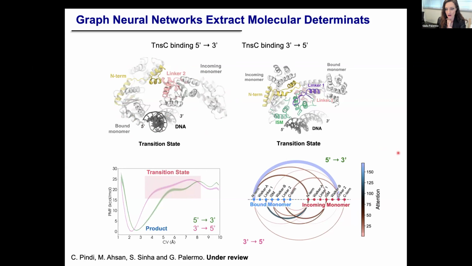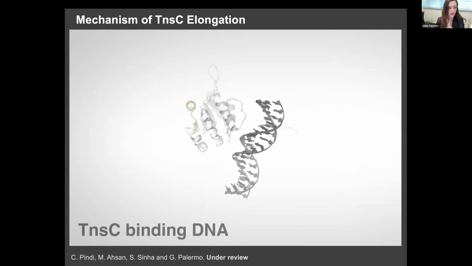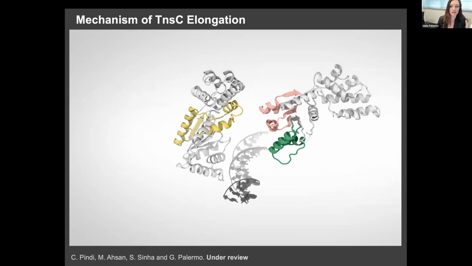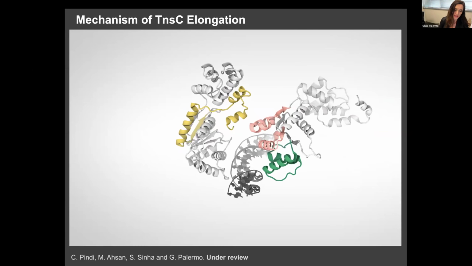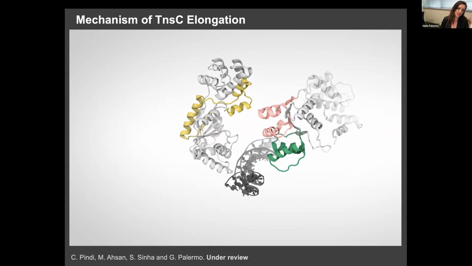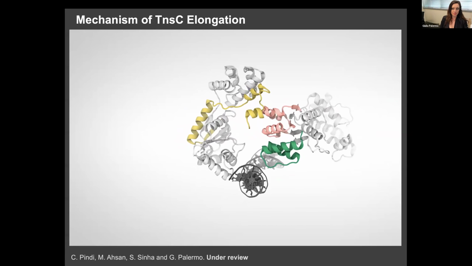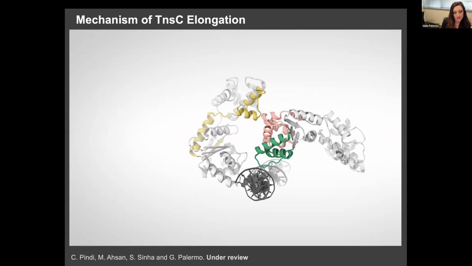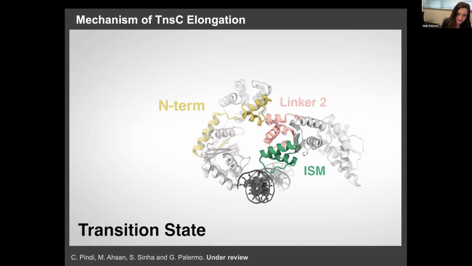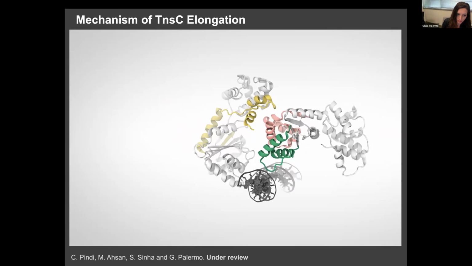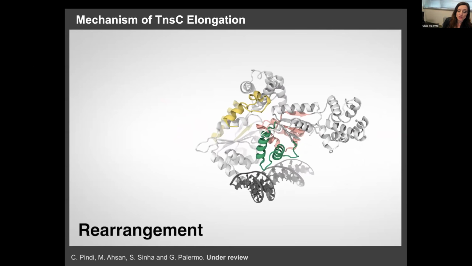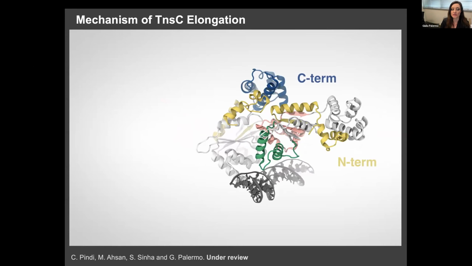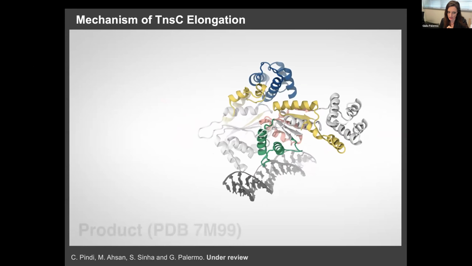You can see how these two domains encounter each other from a movie of the simulation, showing that when we reach the transition state, linker 2 and the N-terminal of the incoming and bound monomer encounter each other and change conformation when we reach the cryo-EM state.